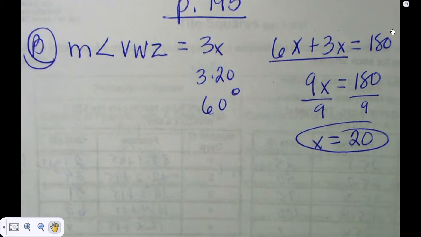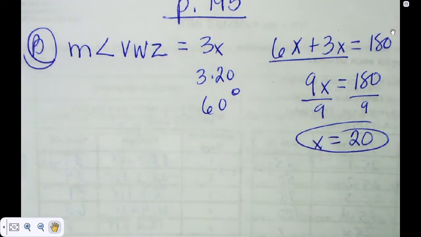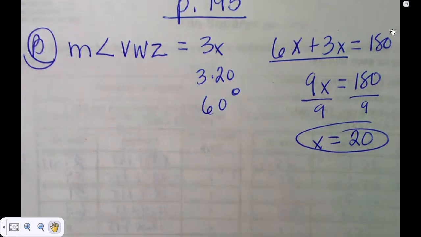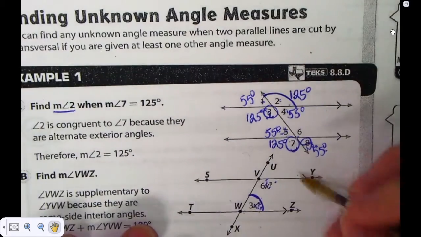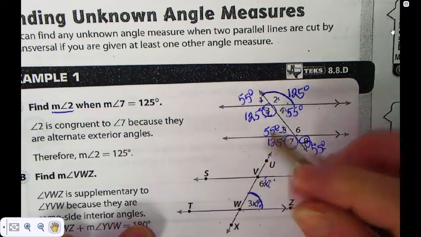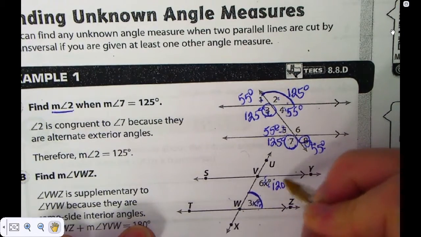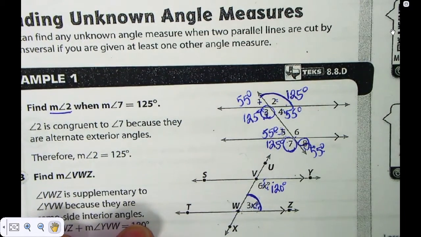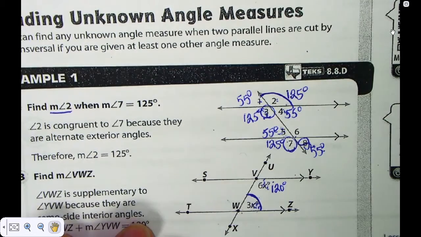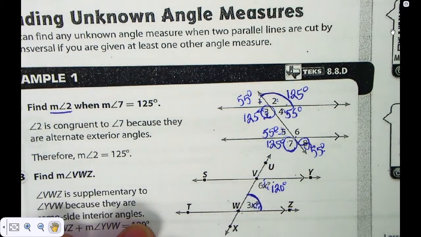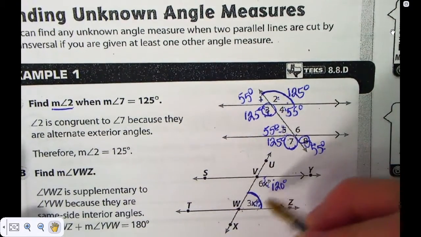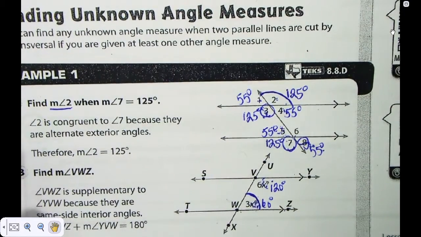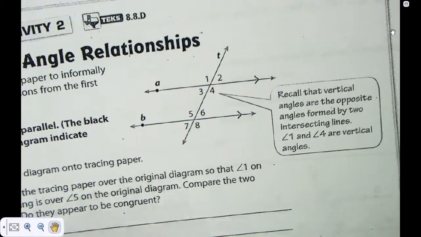Now, it didn't ask us for UVY right here. Guys, this one right here. But what is 6x? Why does it have to be 120? 6 times 20 is 120. Or minus 60 is 120. These two angles have to equal 180. Good job. Turn to 196.